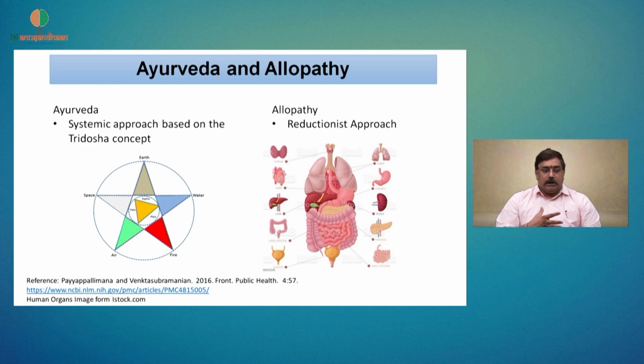That means you look at the body as a collection of organ systems, then each has organs, then they have cells, molecules, and so on and so forth. And we take a reductionist approach. And if you think about it, this has a lot of benefits. Similarly, Ayurveda's systemic approach has tremendous benefits, especially when you want to make sure that the systemic health is preserved. And therefore, both of these things are required.